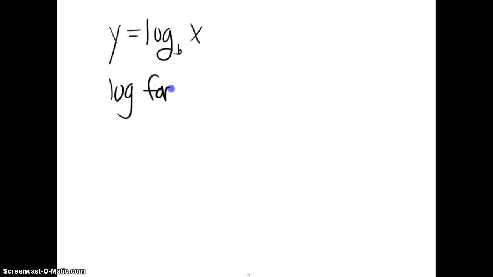A few things we got to learn first, though. How do we change from logarithmic to exponential form? Well, since they are sister characters, we can switch back and forth easily. So I start with my log form. If y equals log base b of x, in logarithmic form, and I want to convert it to exponential form.